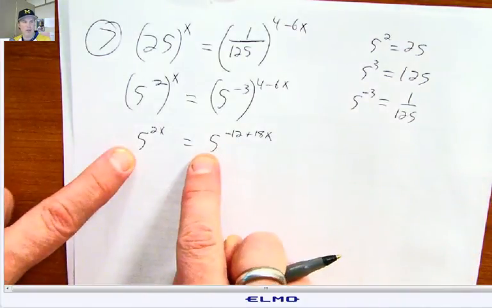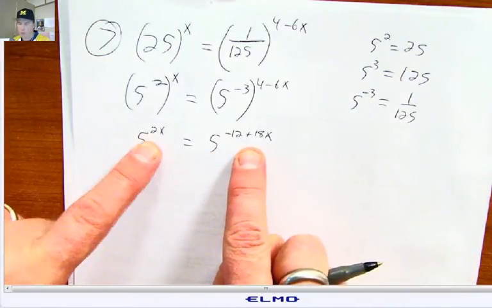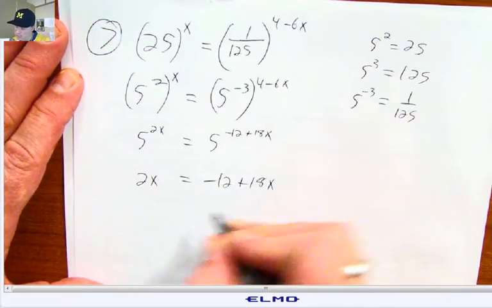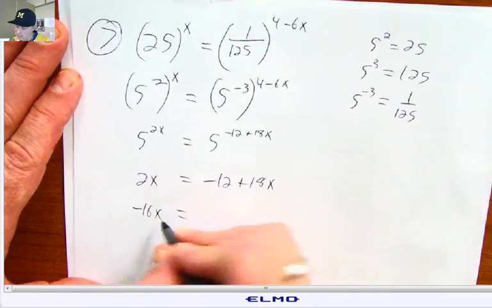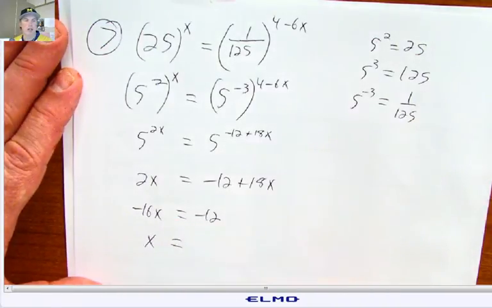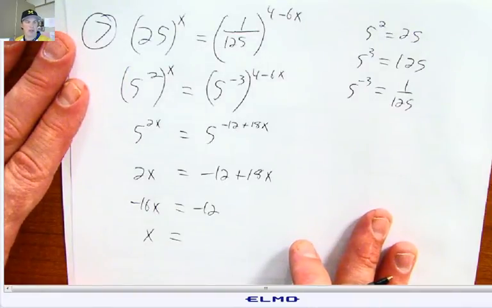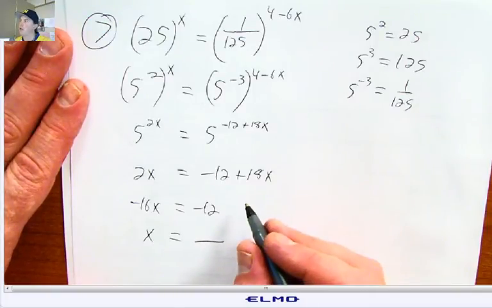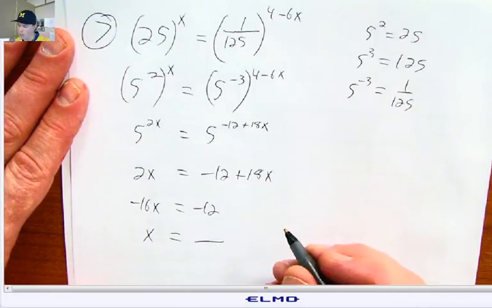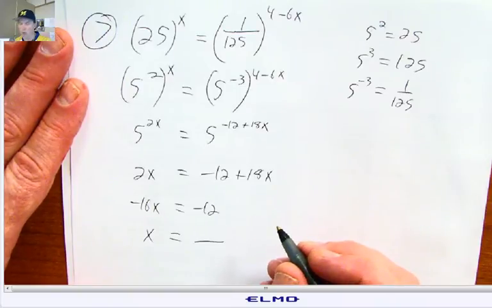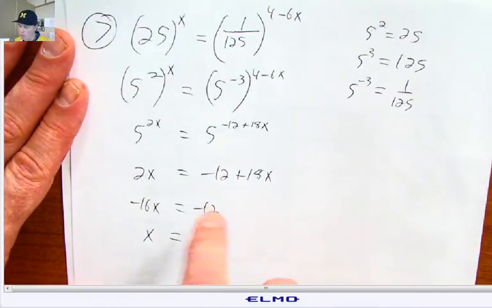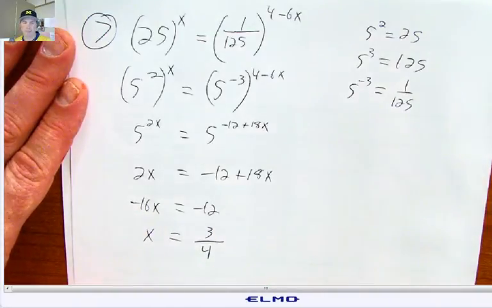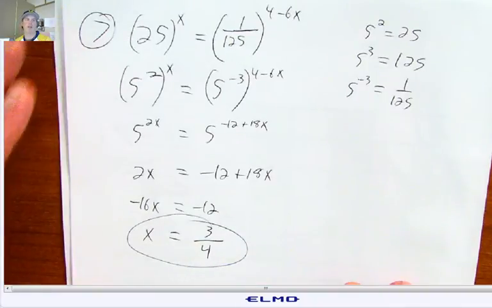The bases are equivalent. That means the exponents must be equivalent, which means that 2x equals negative 12 plus 18x, which means negative 16x equals negative 12, which means x equals negative 12 over negative 16. Negative divided by negative is a positive, and out of both of those you can divide out a 4. 12 divided by 4 is 3, and 16 divided by 4 is 4. So you end up getting positive 3 over 4 as your answer.